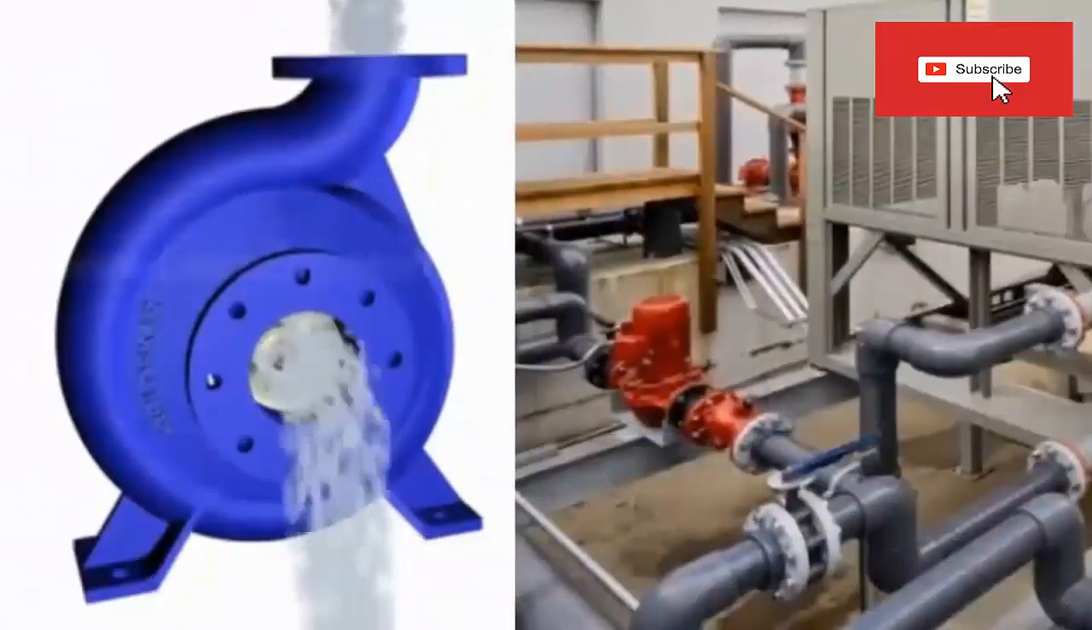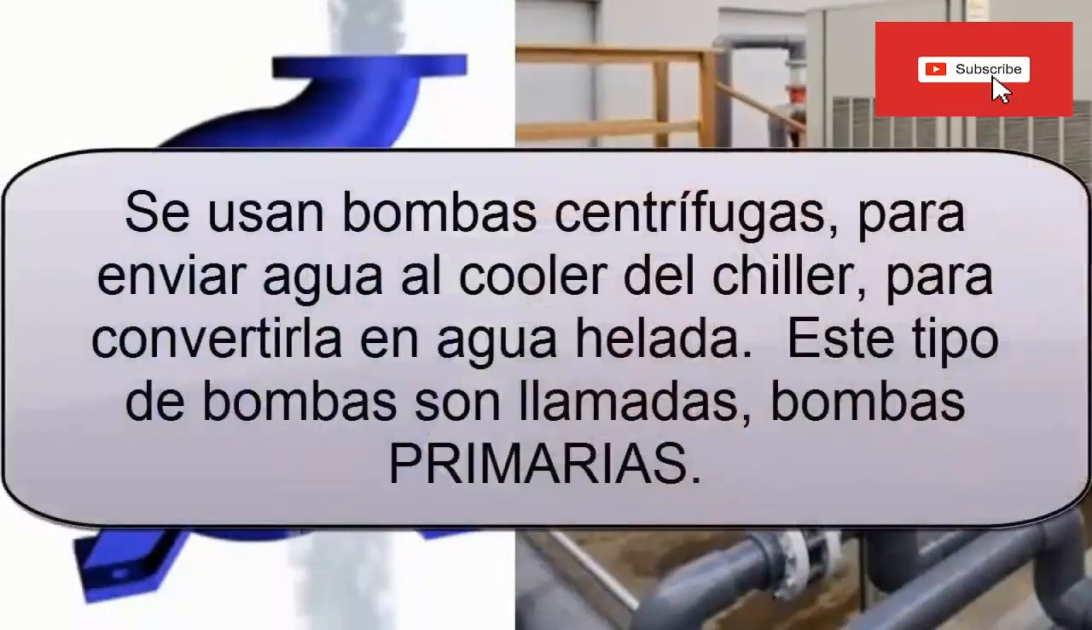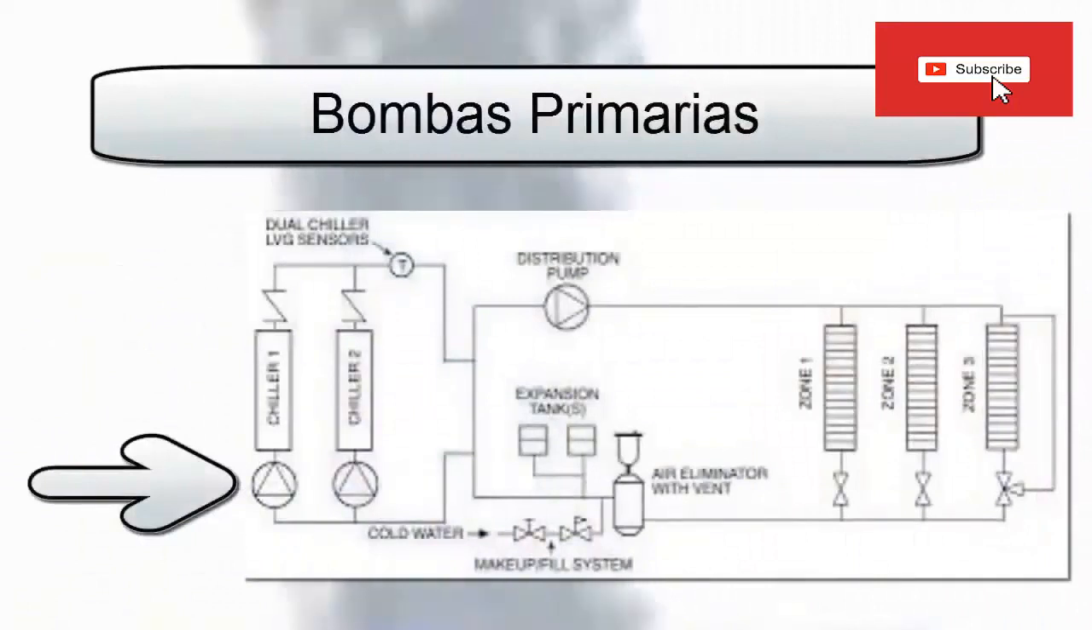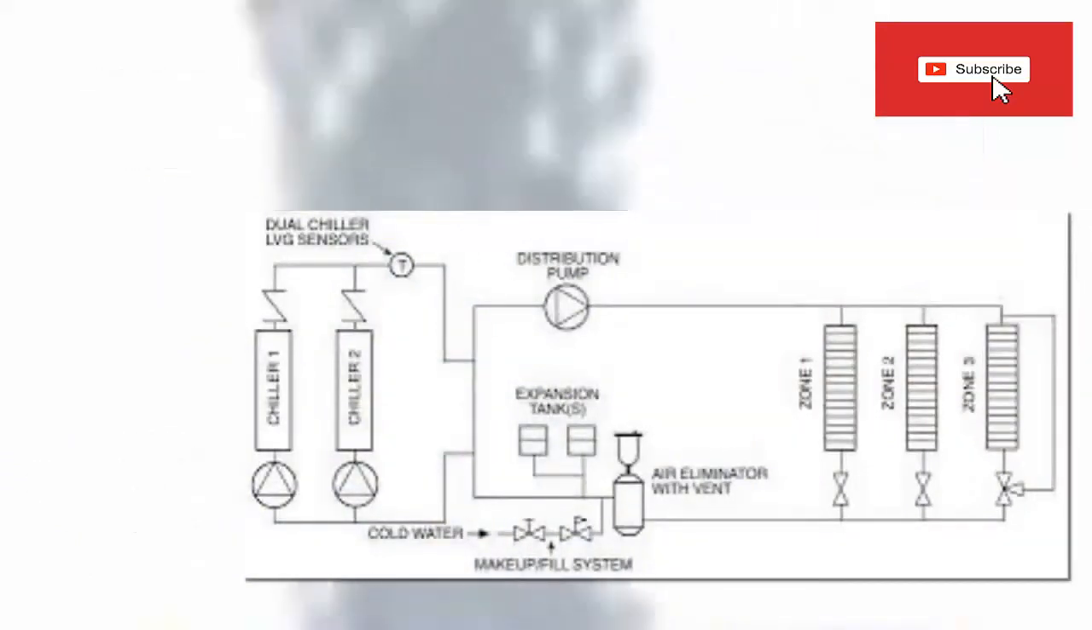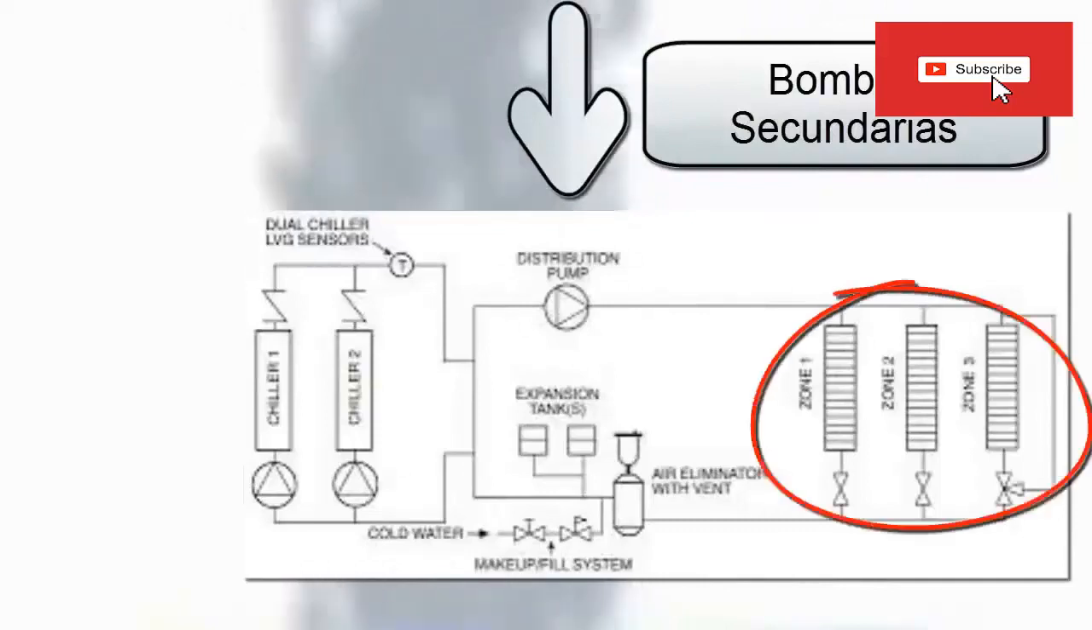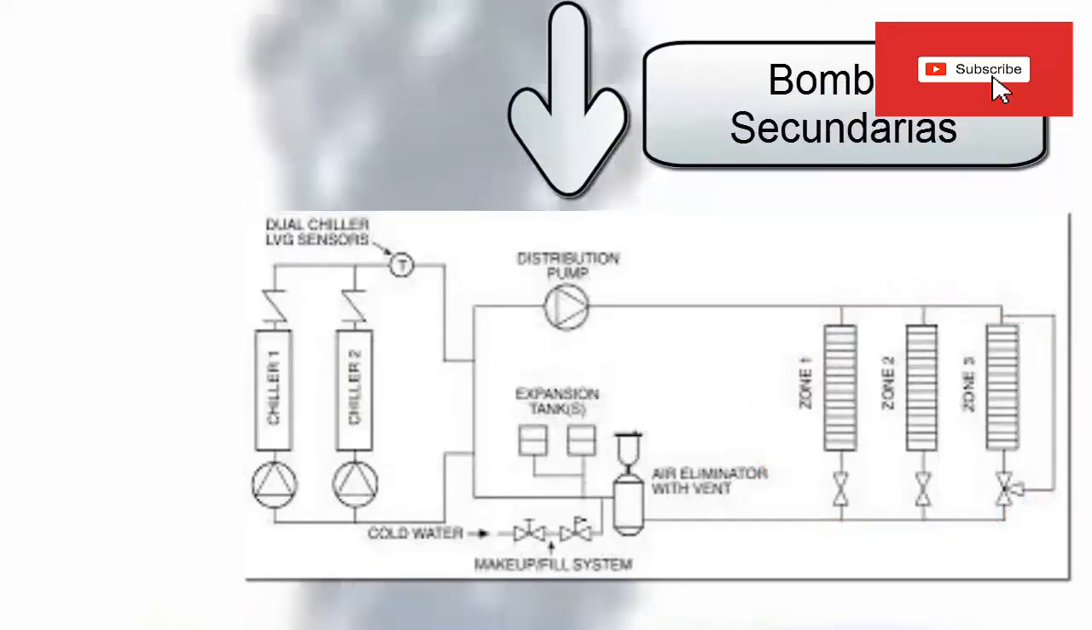Pumps used in HVAC chiller systems are mostly used for one: Centrifugal pumps are used to send water to the chiller cooler, to turn it into ice water. These types of pumps are called primary pumps. Two: Centrifugal pumps are used to send the chilled water that comes out of the chiller cooler to the air handling or fan coil units, or even for cooling machines and industrial applications. These types of pumps are known in the facility as secondary pumps.